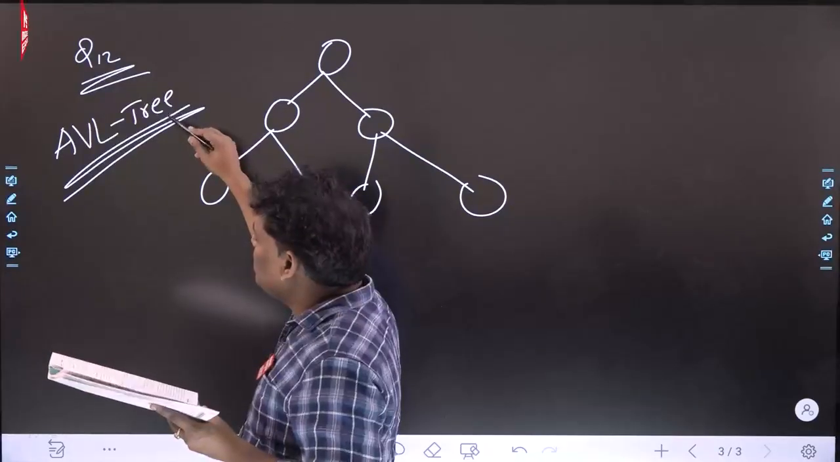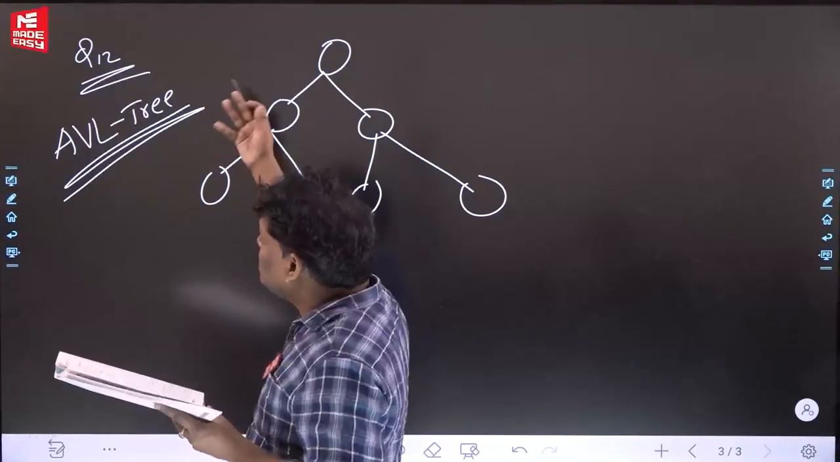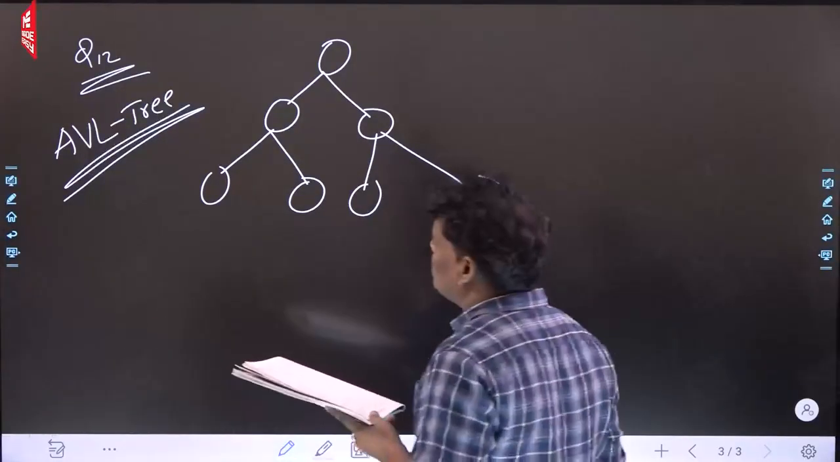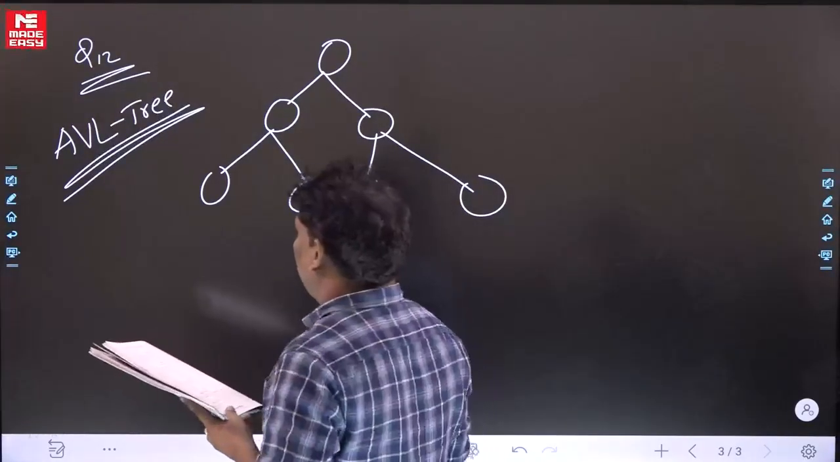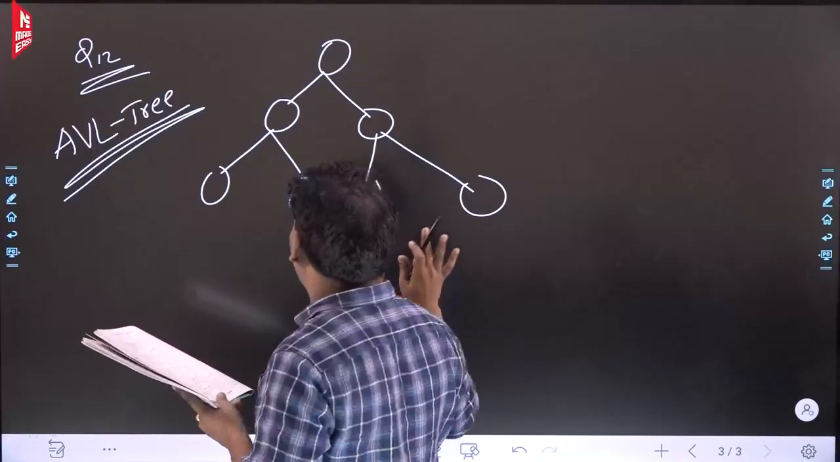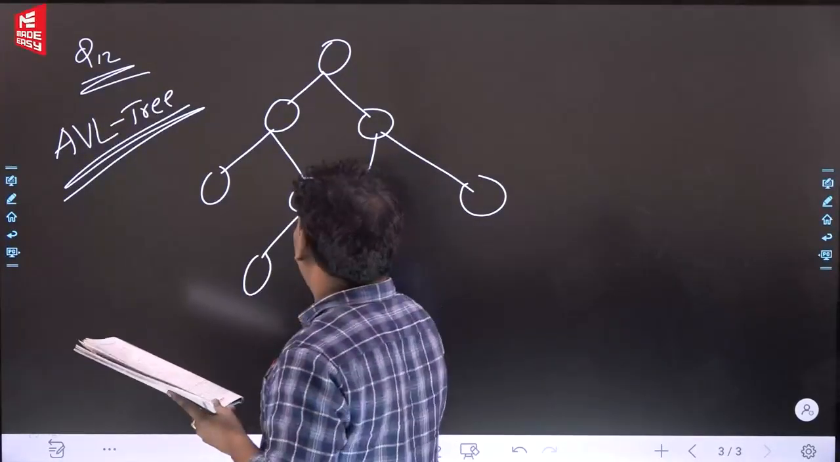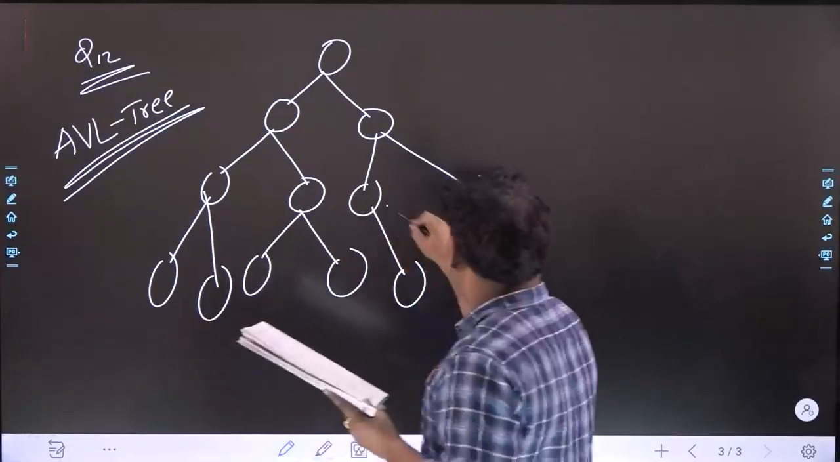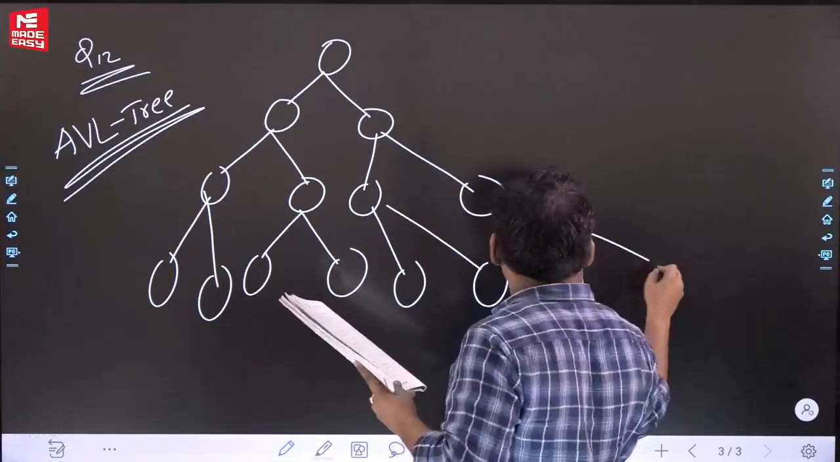In a binary search tree, balancing may be there, may not be there. But in the AVL tree, balancing is there. What is the meaning of balancing? Log n levels. In the AVL tree, only a log n level tree will be there. It is a balanced BST.